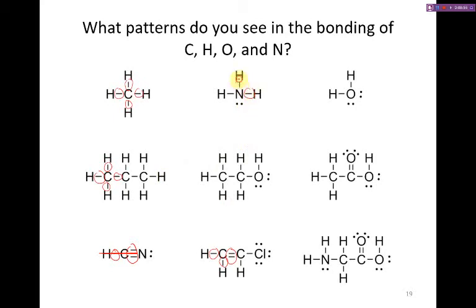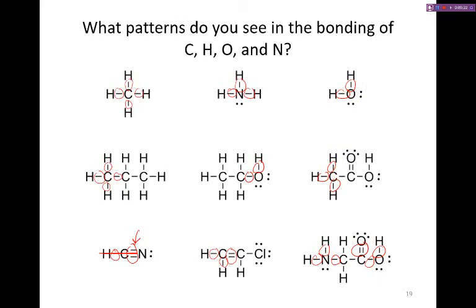Nitrogen, in every case, formed 3 bonds. And as you can see, there's variation. It can form single bonds, it can form triple bonds. Not shown are double bonds, but it can form those as well. And oxygen, you'll notice, in every case is forming 2 bonds, whether it's a double bond or 2 single bonds. And then hydrogen is the last one here. You'll notice in every case, hydrogen is always forming a single bond.